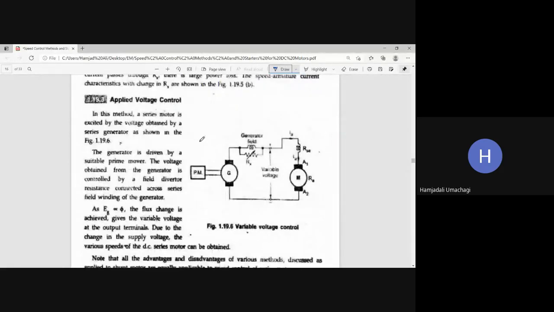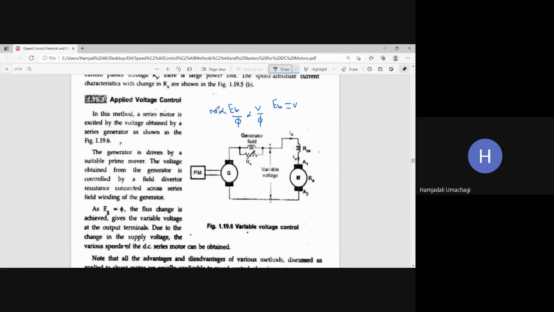The third one is the applied voltage control method, because N is directly proportional to EB by phi. And if we say that the drop because of IA into (RA plus RAC) is small, then in that case I can say that N is directly proportional to V by phi, provided EB is approximated to V. If EB is approximated to V, then if I change the applied voltage, proportionally the speed is going to change.